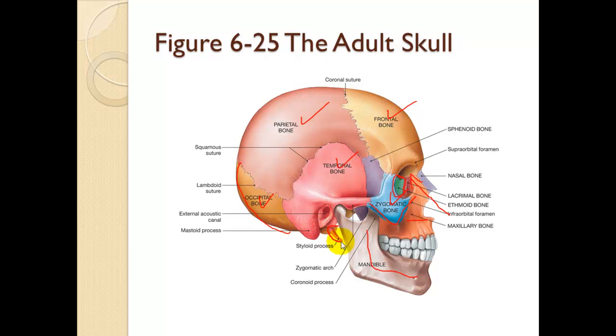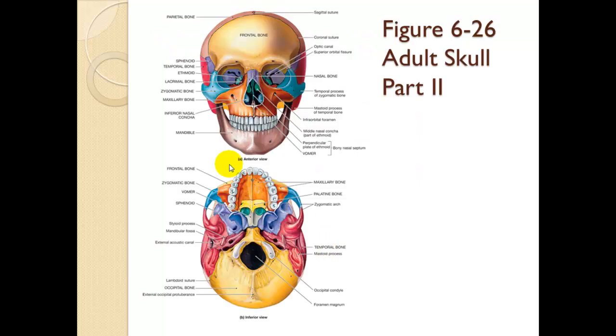Styloid process. Mastoid process. Those are little processes. This is where, back here, you'll get Battle's sign if someone has a head injury. From the frontal shot, does everyone see this green? This is your ethmoid continued. And actually, more of it is in your sinus cavity than anything.